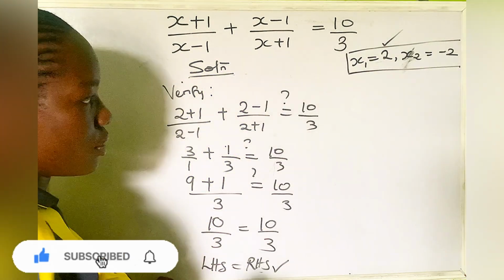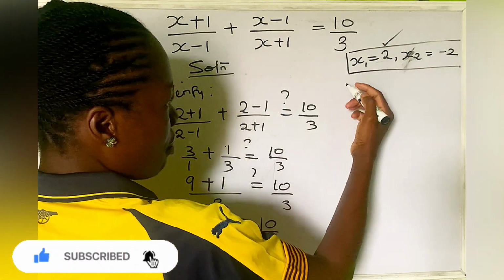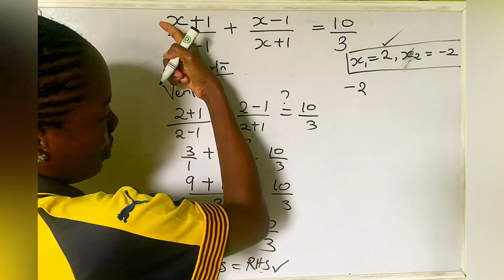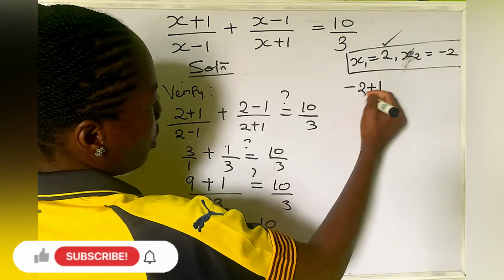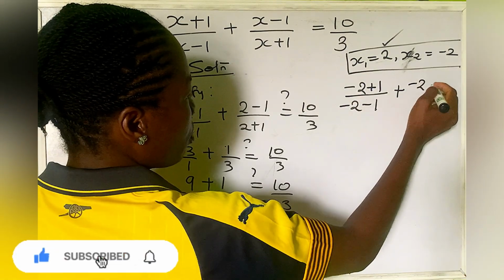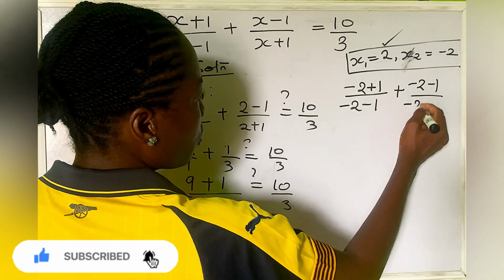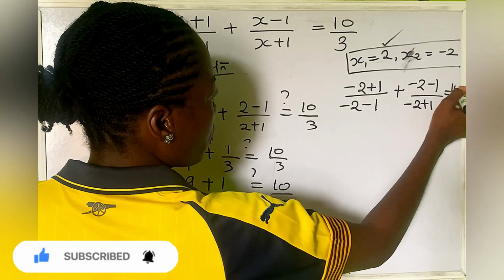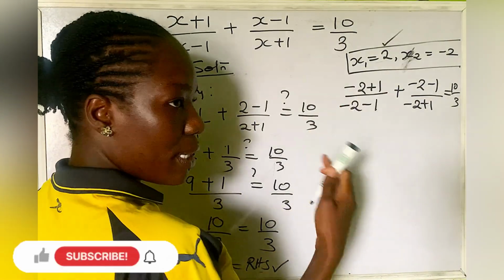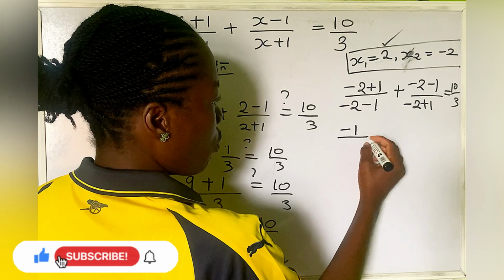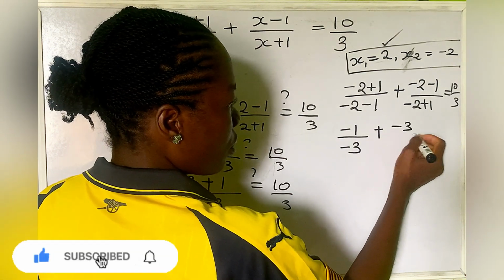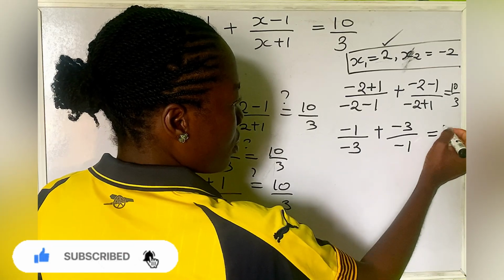Now let's check for the second value of x, which is -2. Remember, we are replacing wherever we see x with -2: -2 plus 1 over -2 minus 1 plus -2 minus 1 over -2 plus 1. Is it equal to 10 over 3? Okay, so this is -2 plus 1, which is -1, over -3 plus -3 over -1. Now, is it equal to this?